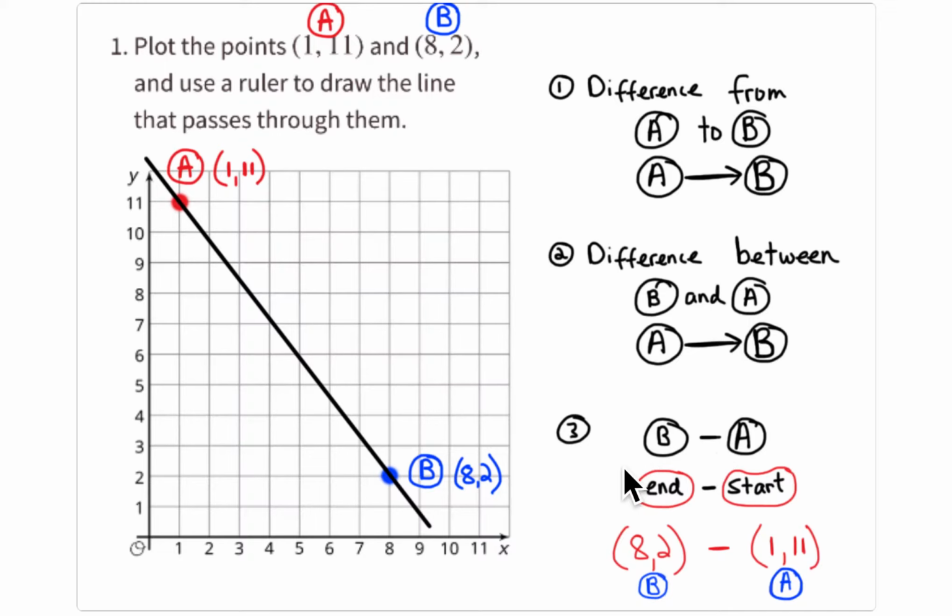And likewise, this is the same. So what's the value of B minus A? Where I end, I'm going to subtract from it where I start. So this is the end minus the start. So B is the end, (8, 2), and you're going to subtract from that the start, (1, 11). So you're going to work with these numbers, and that's why you have to pay attention to how you're saying this and how you're lining up these values to find the difference.